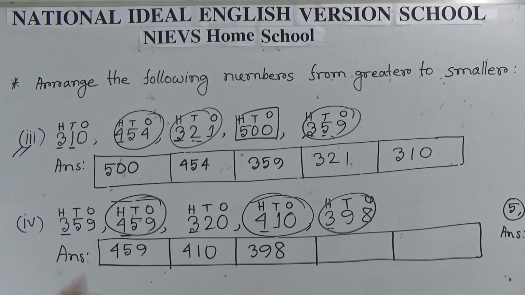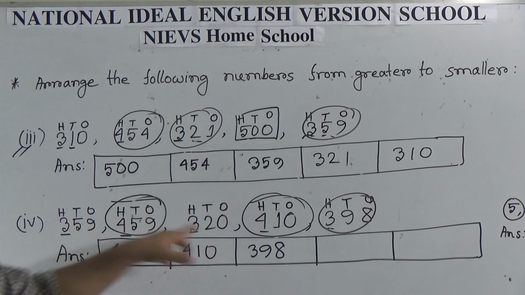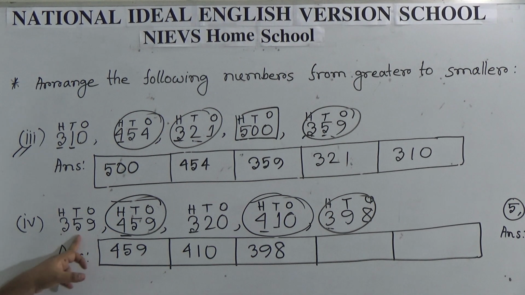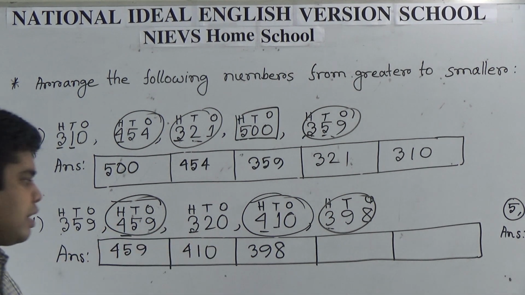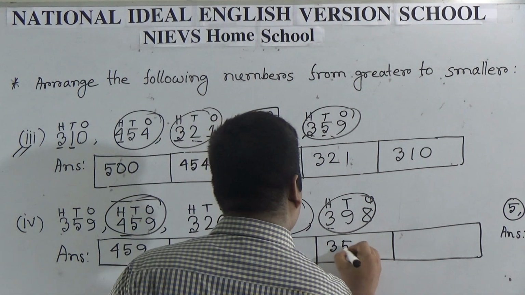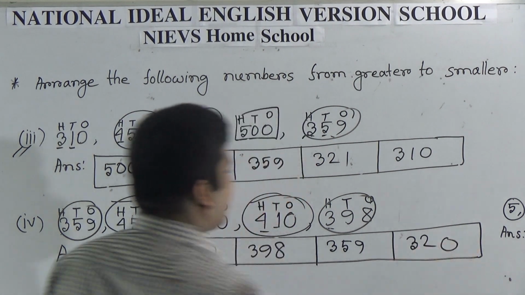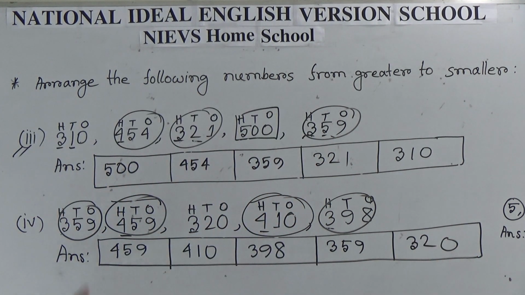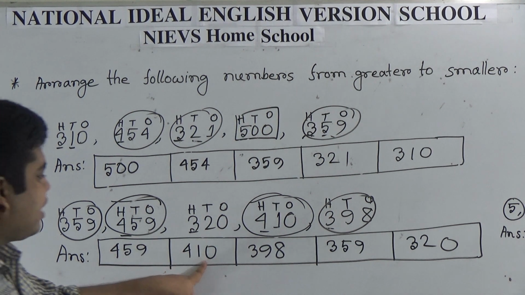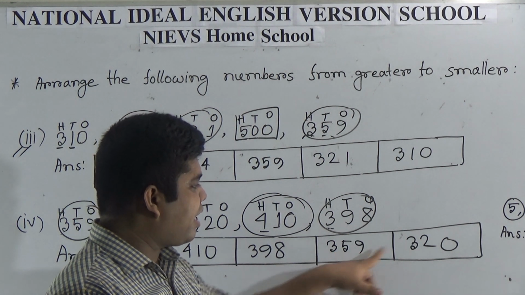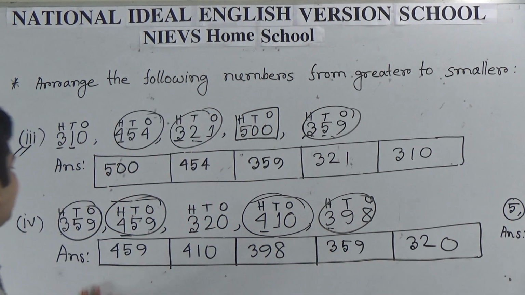And left 359 and 320. My dear students, notice 3, 3 same, but 5 and 2. Here 5 is greater than 2. So, we say that 359 is greater than 320. So, we write 359. Okay. And last 320. I hope you have understood how to arrange the numbers from greater to smaller. Here now we check 459, 410, 398, 359 and 320. So our answer is correct.